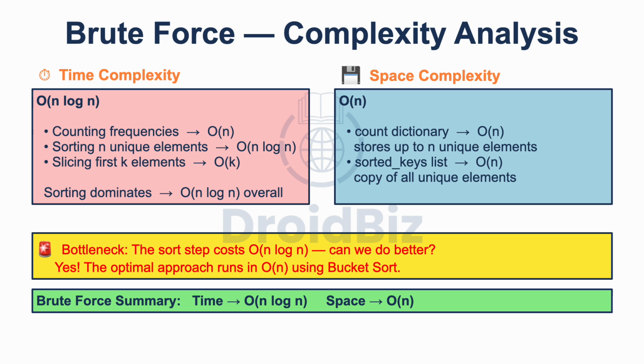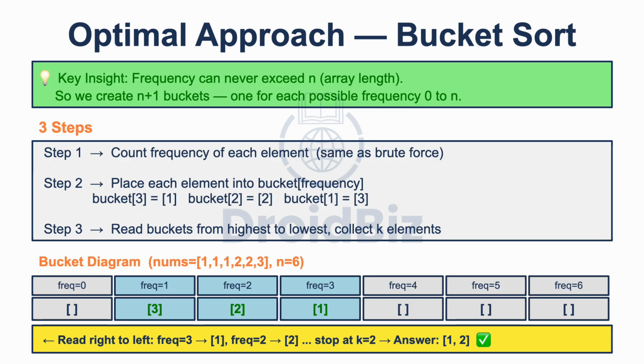Here is the key bottleneck. That sort step costs us n log n time. But this problem can actually be solved in big O of n time. How? Using a technique called bucket sort. That is exactly what our optimal approach does. Let's see how next.